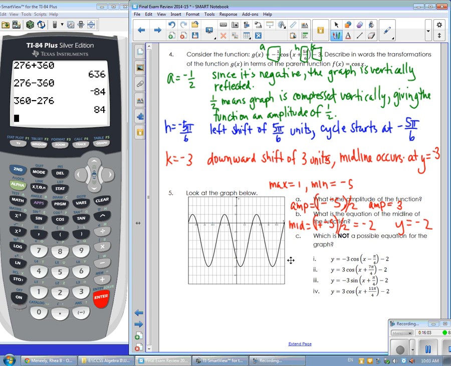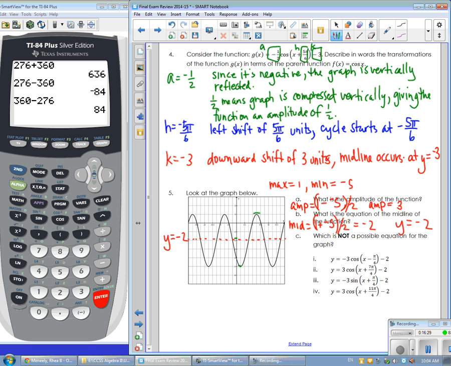Now, you don't have to use the formulas. Obviously, if you look at this graph, I can see that this line right here is my midline, and I can see very clearly that that's y equals -2. And then if I want to find my amplitude, I'm just looking at the distance from my midline to my max and to my min. Okay, and I can just count and see that the amplitude is 3. So my amplitude is 3, the midline is -2. Those values will be the same for every function.